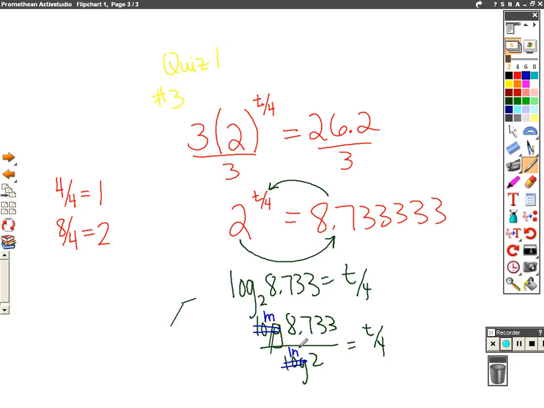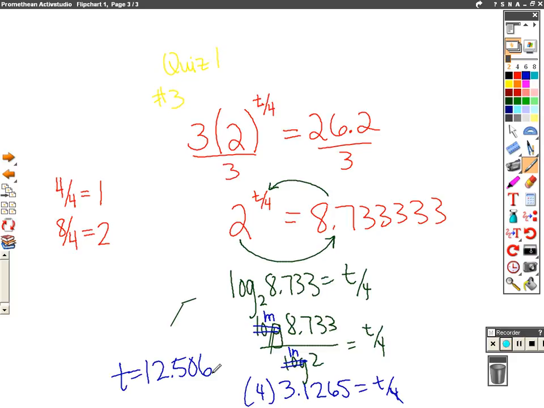So when I do this in my calculator, I get 3.1265 equals t to the 4th. And in order to get t by itself, I'm going to multiply by 4 to both sides. We'll cancel that one out. So when I multiply this out, times 4, it gives me 12.506. So for this answer, t is equal to 12.506. Round to 3 decimal places.